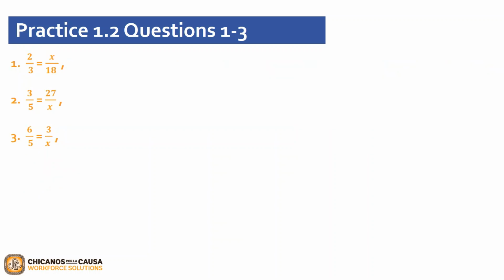Great, you're back. Let's now review the following 3 questions together. First question says 2 over 3 equals x over 18. To solve this question, we need to first cross multiply 2 times 18. 2 times 18 equals 36. Therefore, we'll divide our result, 36, by the remaining term, 3, to find the value of x. This will give us our answer of 12.